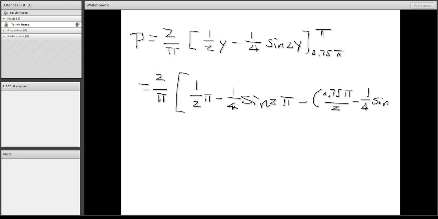0.75 times 2 will give you something pi. And then the whole thing there. So this will be 1.5 pi. Sorry, let me just write it down here. So it's 1.5 pi, and so you can evaluate. This one is just 1/2 pi, so this one gives you 0, and this one gives you something.